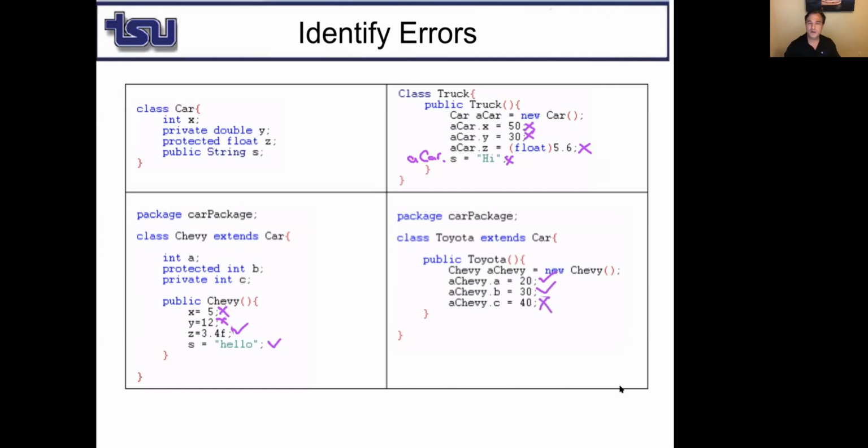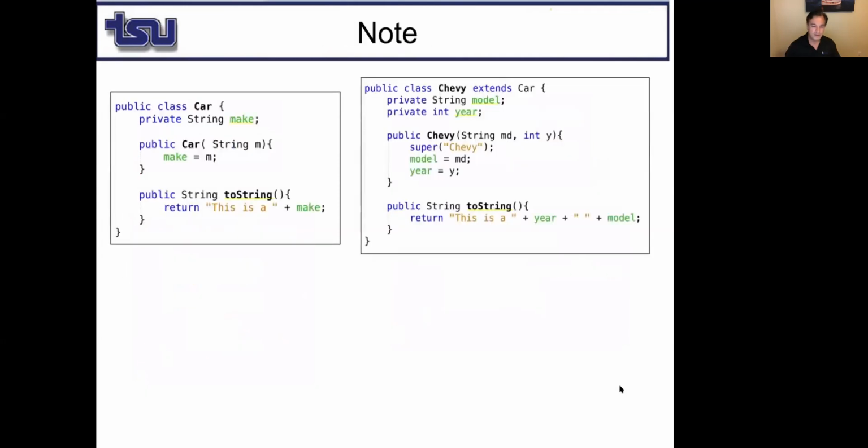I hope you understand private, public, protected, and none concepts. It's very easy. None means package access. Protected means either the same package or subclasses. Private is only accessible within the same class. Public is accessible from anywhere. Okay.